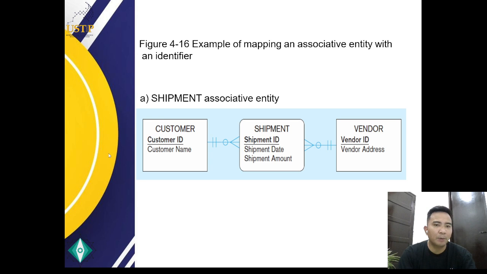Okay, so an example of mapping an associative entity with an identifier: the shipment associative entity is dependent on both customer and vendor.